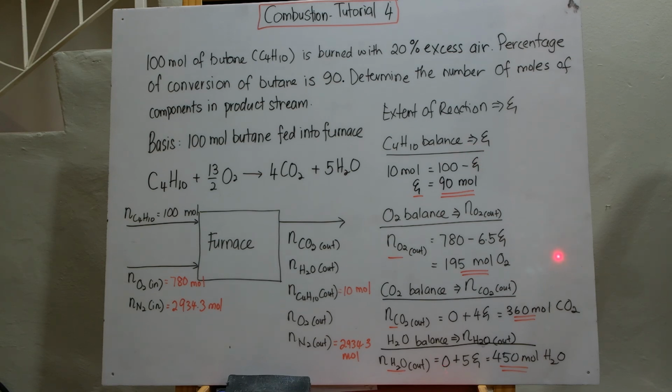If you need to find the molar composition of the product stream, you have to find the total number of moles and divide each compound's number of moles by the total number of moles, and then you will know the mole fraction, or the molar composition, of each compound in your product stream.